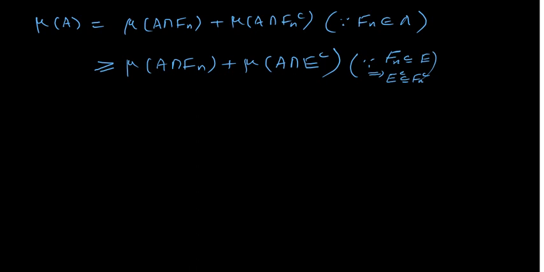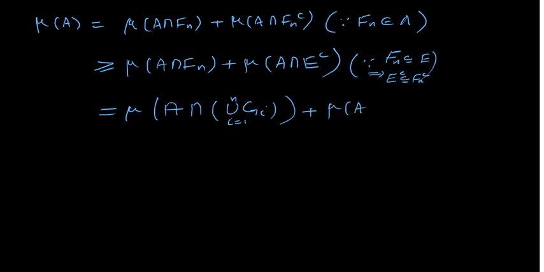Now we substitute the value of fn here. What's fn? This is equal to mu of A intersection fn, where fn is the union of Gi, i runs from 1 to n, plus mu of A intersection E complement. These sets Gi are measurable and disjoint.